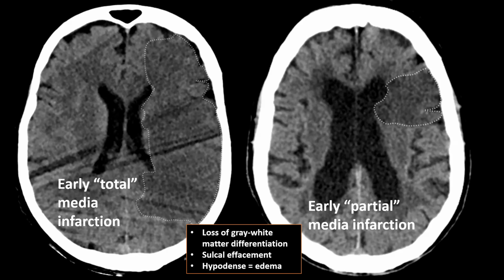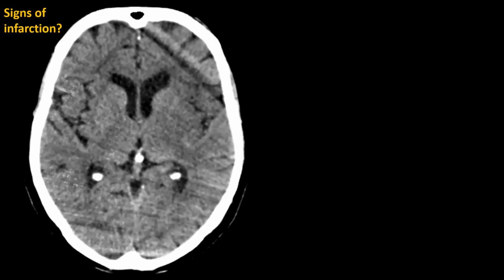When looking for signs of infarction, it's important to look for loss of gray-white matter differentiation. Because there is edema, there can be sulcal effacement, and the region of edema will be hypodense, although this can be very discrete in an early phase. We talked about the stroke window in an earlier video. We'll definitely use it to look for subtle edema in an early infarction.